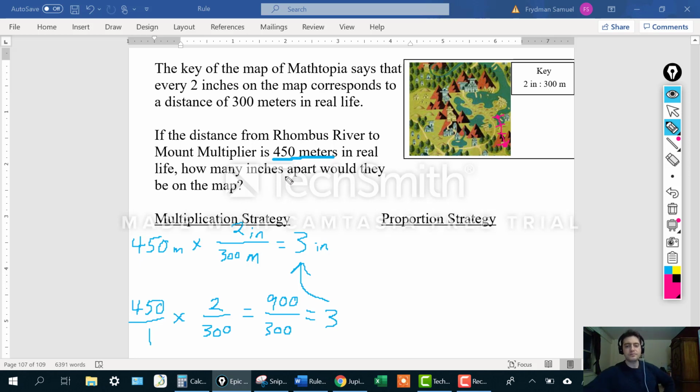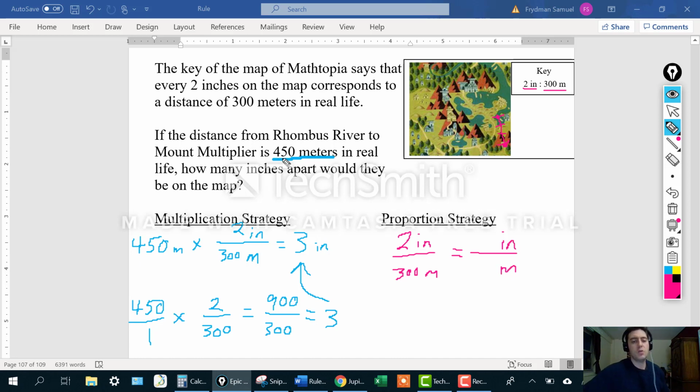Okay, now let's go ahead and use the proportion strategy. So for the proportion strategy, we're just going to start off by writing the information in the key as a fraction. So 2 inches over 300 meters. You could also put 300 meters in the numerator and 2 inches in the denominator. That actually does not matter as long as you're consistent on the other side. So however you put the inches and the meters on the left side, you have to do it the same way on the right side. So I decided to put inches in the numerator and meters in the denominator, so I have to do the same thing on the right side over here.